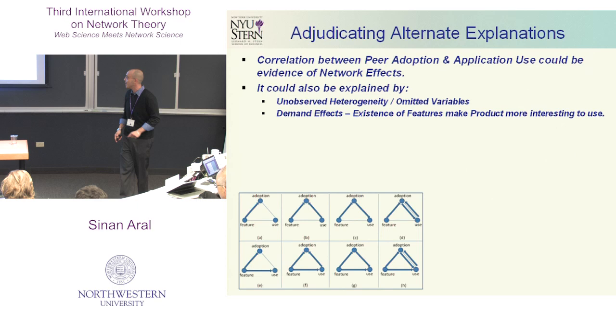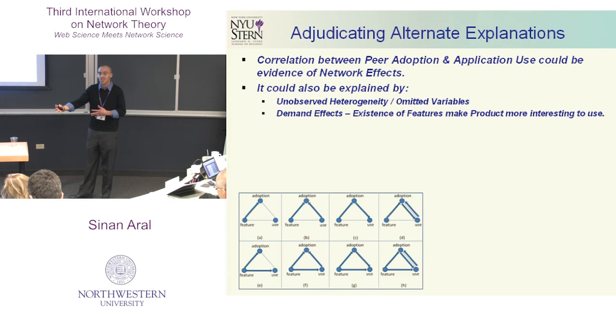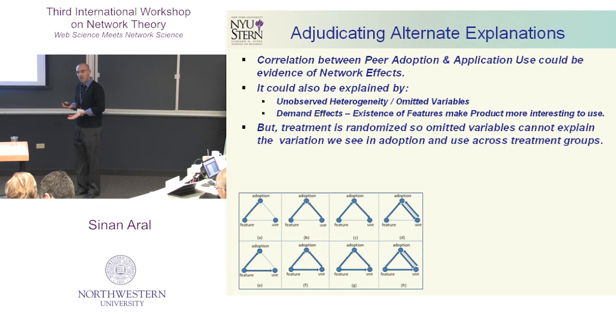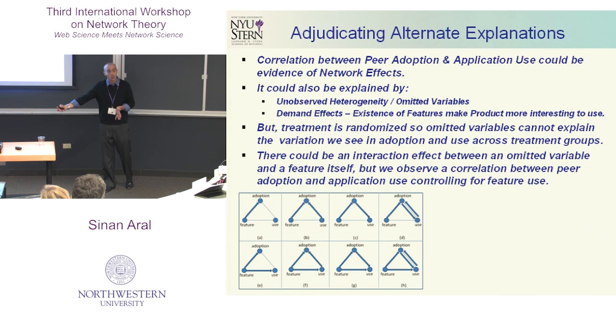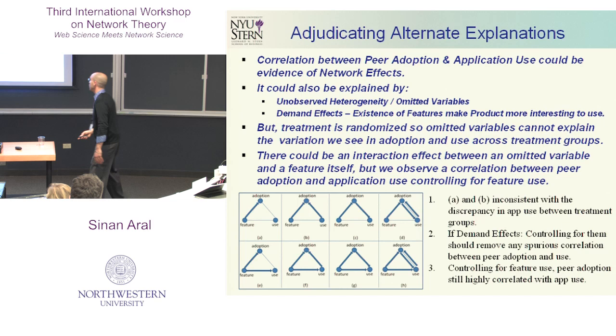data. So correlation between peer adoption and application use could be network effects, like I've argued, but it could also be unobserved heterogeneity, it could be demand effects, the existence of the features drives my use, not peers joining the product, etc. But we know that treatment is randomized, so omitted variables can't explain the variation we see in the adoption and use across the treatment groups, okay? There could still be an interaction effect between some omitted variable and the feature itself, but we observe this correlation between peer adoption and application use controlling for how much you use the features, so it's unlikely to be the case unless there's some effect that's related to a demand that you have for a feature that you never use, which seems highly unlikely, okay?